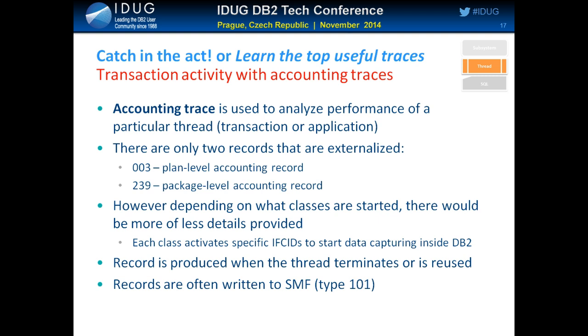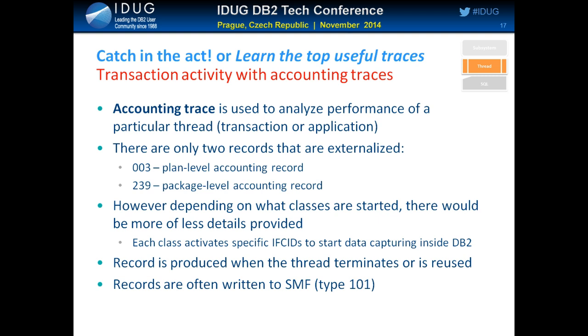And there are only 2 IFCIDs. One is 3, which is the plan level accounting record, so information on the plan level, or 239, which is on the package level. While we always speak about the accounting classes, basically you still get the same record, but with different types of details. If you run class 1, you get just a limited set of details. If you run more classes, you will get more details in the same record.